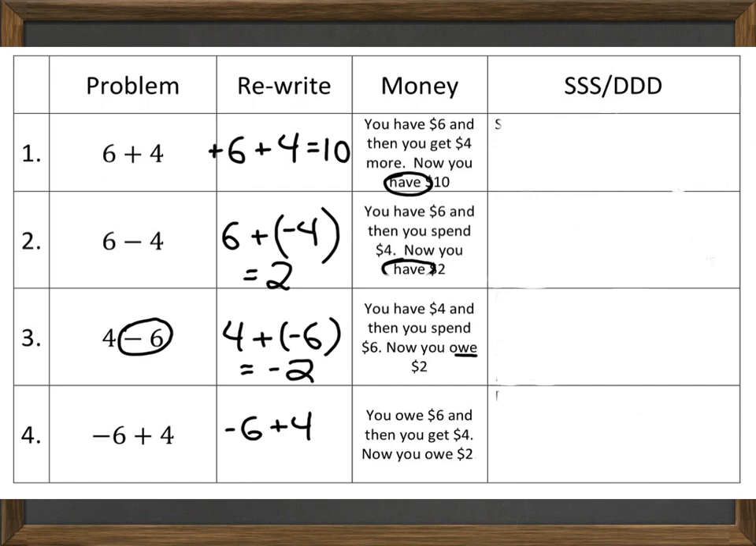Okay? So I owe $6, I pay $4, right? But I haven't paid off my whole debt, right? I still owe $2. So again, that would mean that I have a negative 2. All right, let's do the next 4.